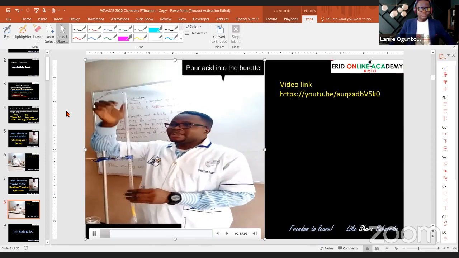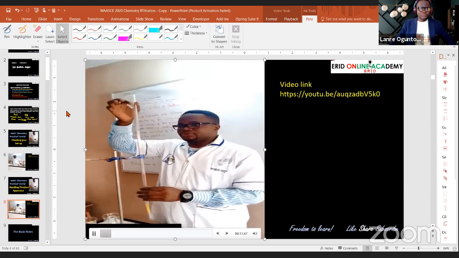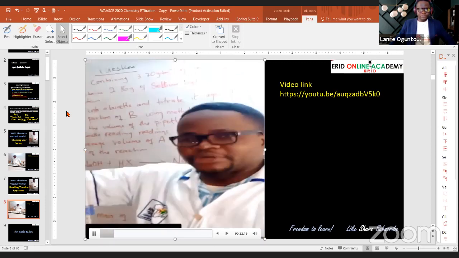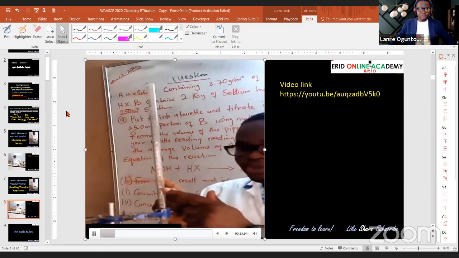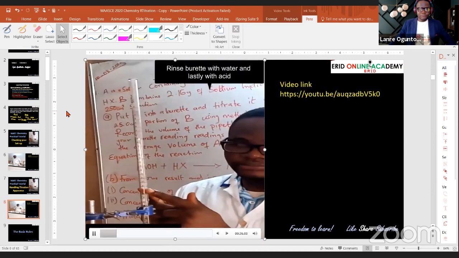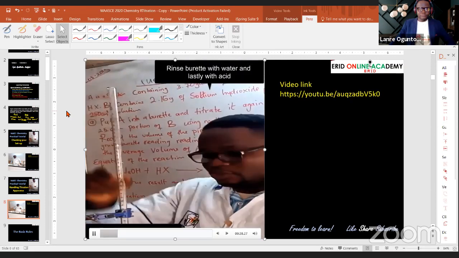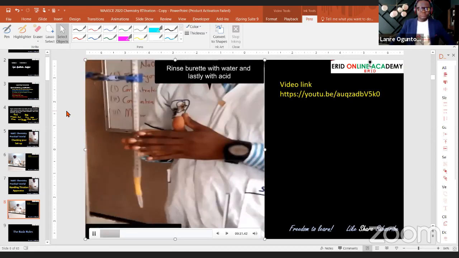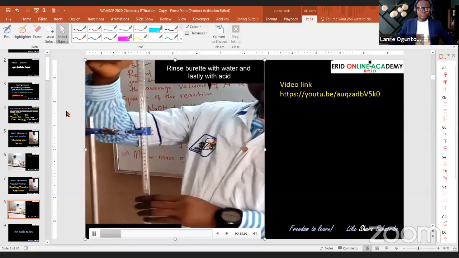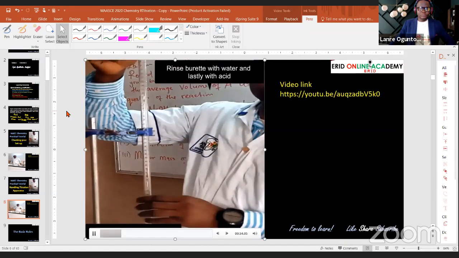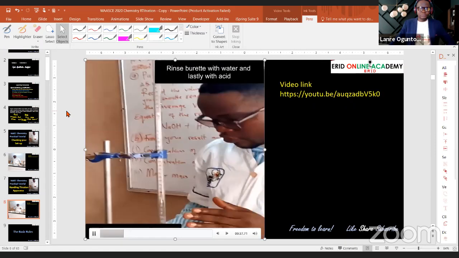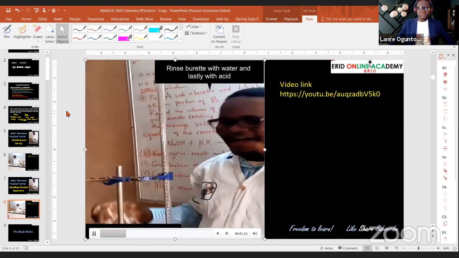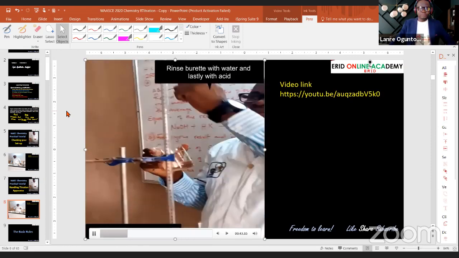Okay, so what you need to do is, after rinsing the burette with water, the last liquid that must be used to rinse your burette must be the liquid that the burette will hold. Okay, so after rinsing this apparatus with water, I have droplets of water inside. So if I want to start my experiment and I decide to pour my acid into this directly, it's going to affect the concentration of the acid because I already have water droplets inside.